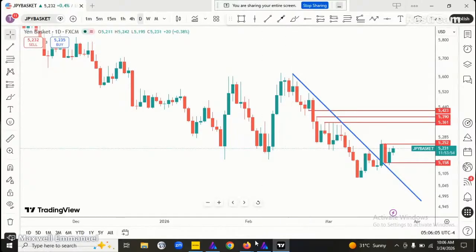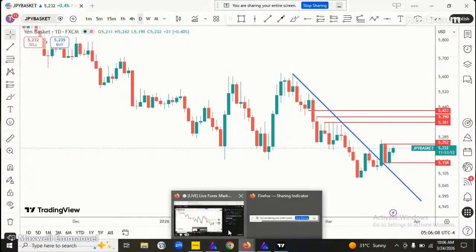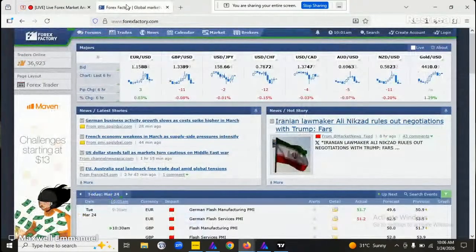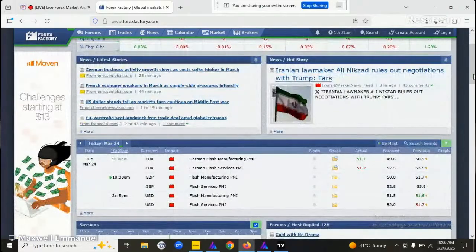Okay, so before we look at the technicals, I want us to look at the fundamentals. It's very important. Today is 24th of March 2026. I have major news from Europe, Great Britain, and United States. Flash manufacturing PMI has been released from these countries. The German flash manufacturing PMI was 51.7, that was positive, and German flash services PMI is negative.